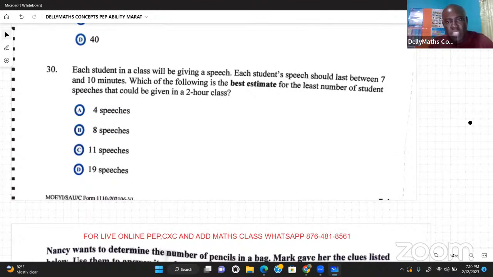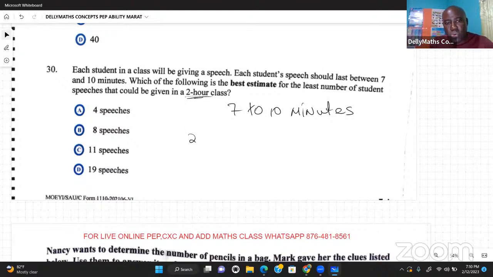Each student in a class will be given a speech. Each student's speech should last between 7 to 10 minutes. It's not going to be shorter than 7, but it's not going to be longer than 10, right? Now, which of the following is the best estimate for the least number of student speeches that could be given in 2 hours?